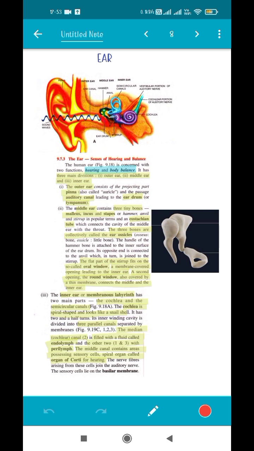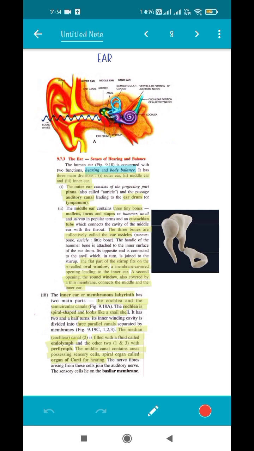The outer ear consists of the pinna and the passage which is known as the auditory canal, leading to the eardrum or the tympanum. So the outermost part, as you can see in the figure, is the pinna, and then the sound enters into the ear through the ear canal or the auditory canal. There is a pathway-like structure known as the ear canal or auditory canal, and then it moves into the eardrum or the tympanum. So these terms are very important.